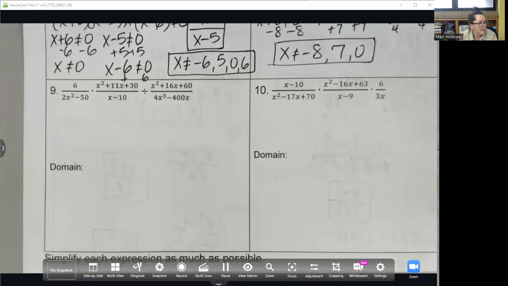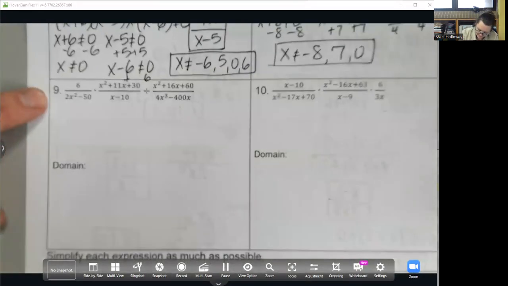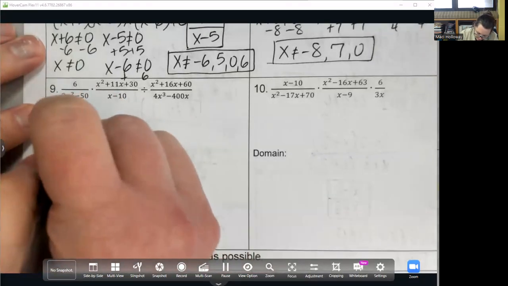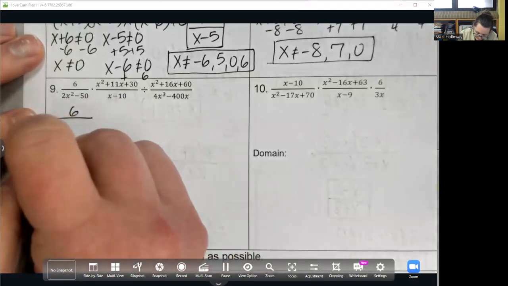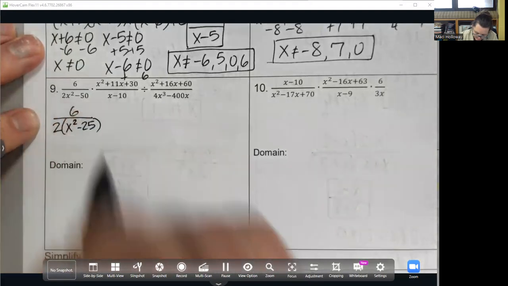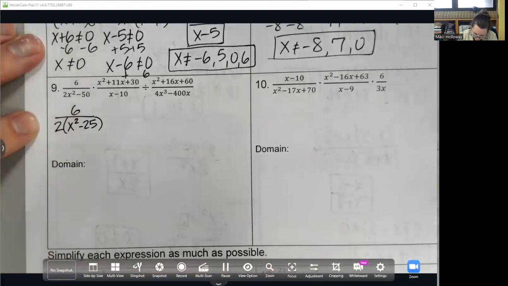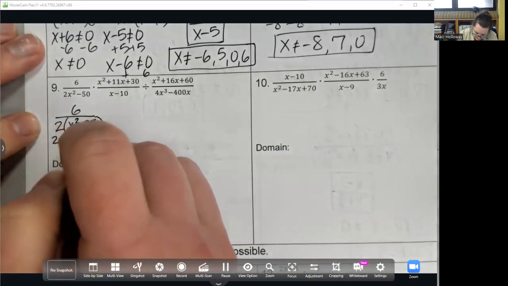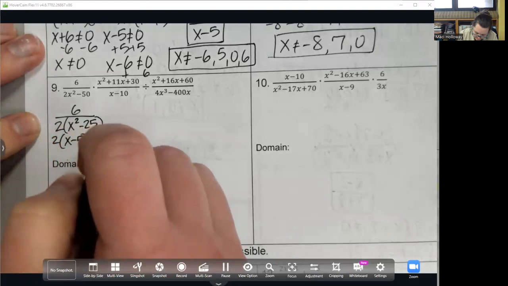All right, number 9. Well, this is a doozy. All right, so we're going to multiply and divide. So what I'm going to do is I'm going to factor. So here I'm going to factor out a 2 and an x squared. So we have x squared minus 25. Oh, we can factor even further, can't we? So this becomes 2x squared times x minus 5 and x plus 5. I don't have a whole lot of room.